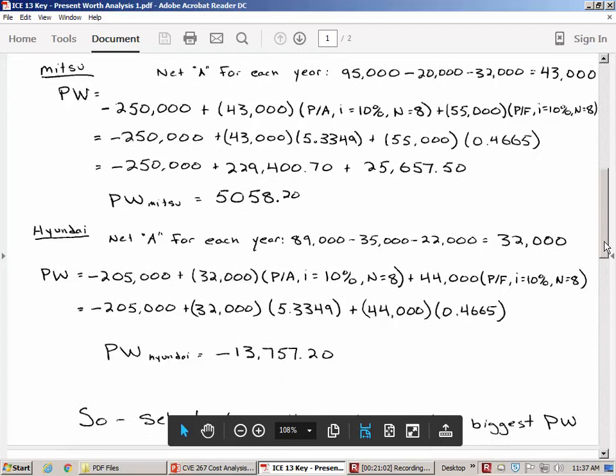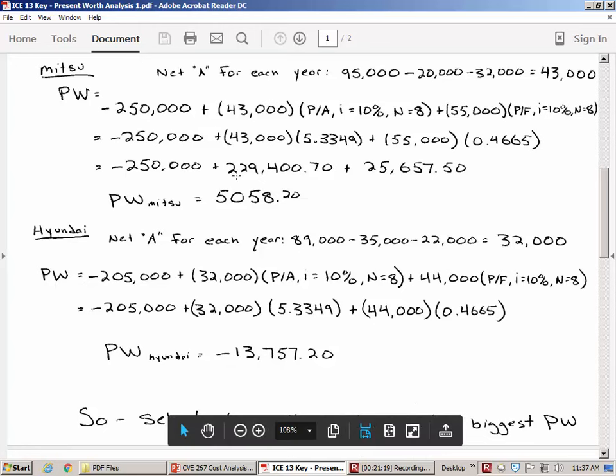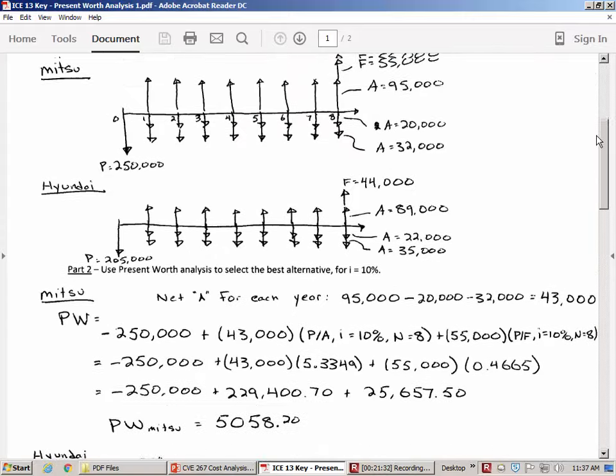All right. So you find the net A, and the Mitsubishi, when you consider the initial investment, is worth $5,058. Okay, so it's important to be able to interpret what that means. You're not only making $5,058. You're making the MAR and that $5,058. So your overall profit is going to be higher than 10% because our minimum attractive rate of return is what we discounted at.